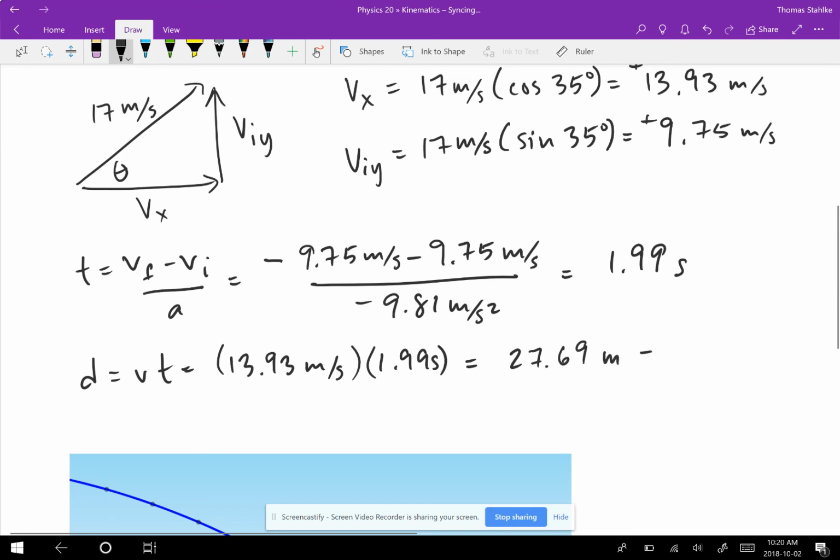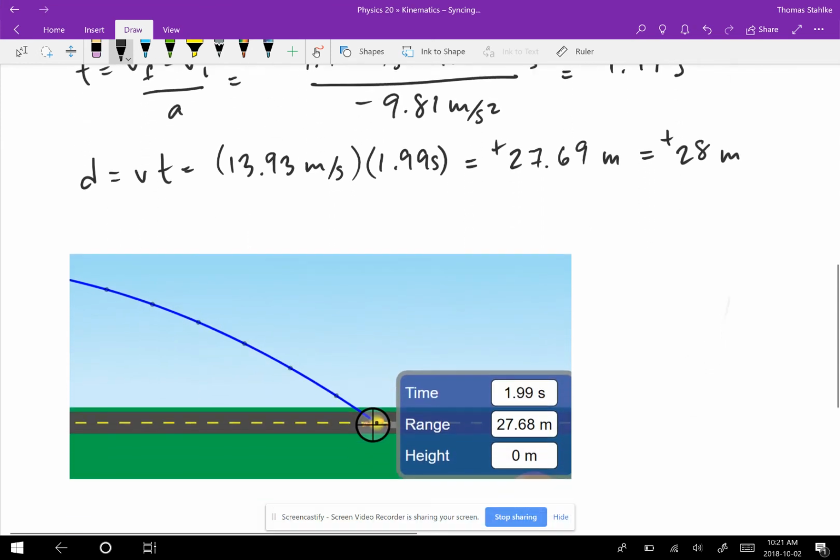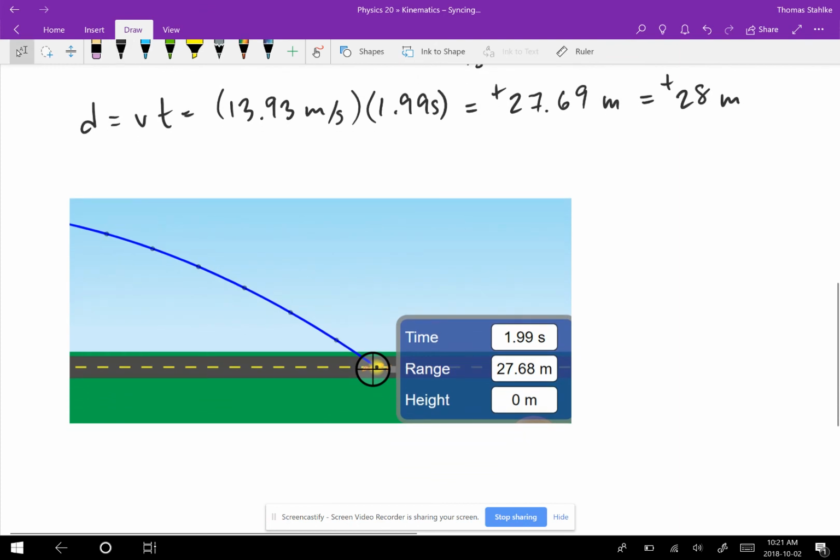But I have to just change this to 28 meters, or positive 28 meters, because I only have two significant digits. So let's just double check. I took a screenshot here, and it's 28 meters and 1.9 seconds there. Okay, perfect. See you.